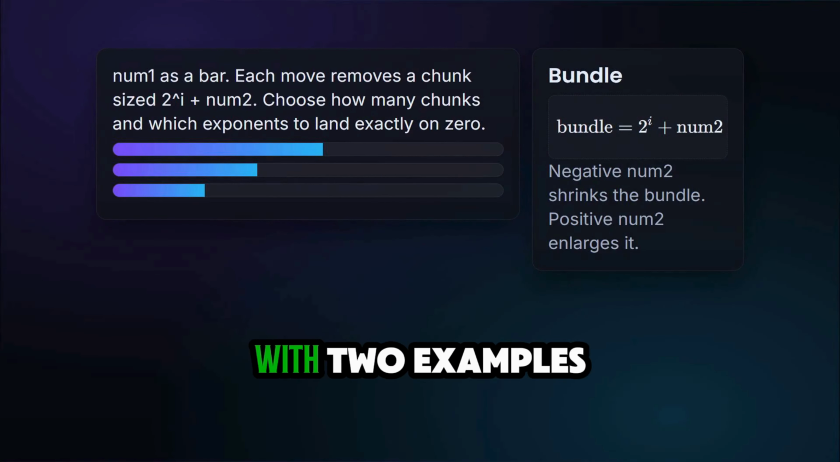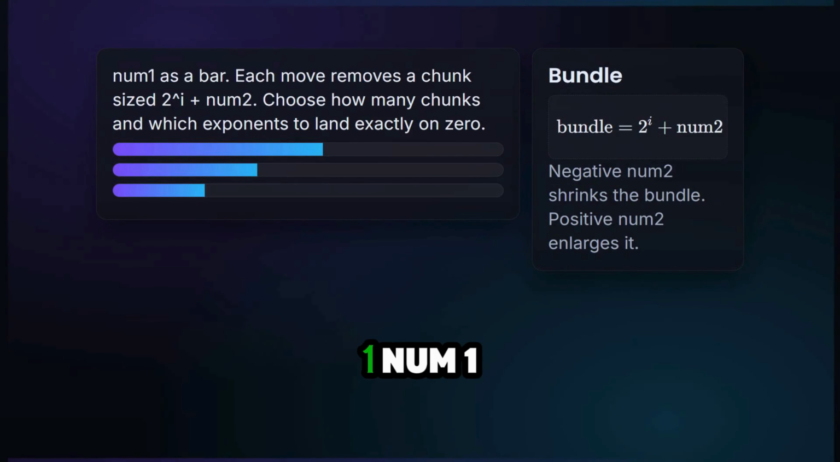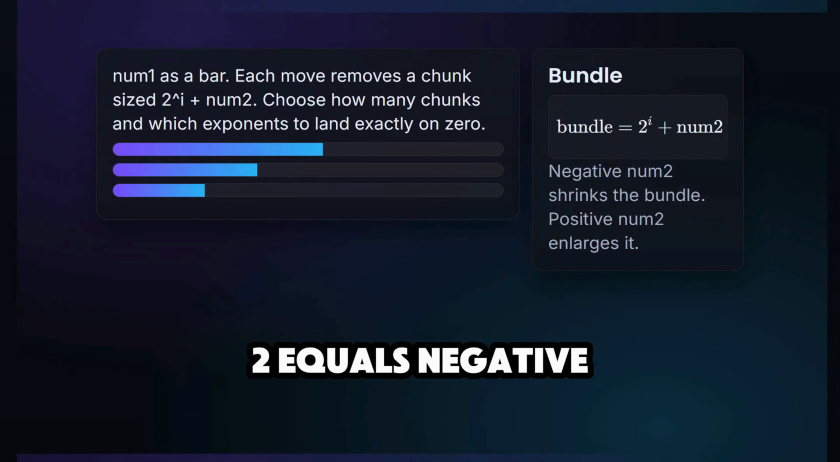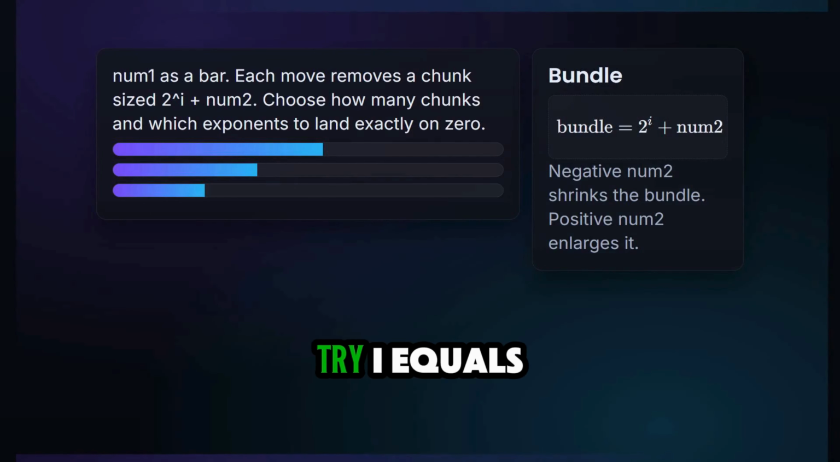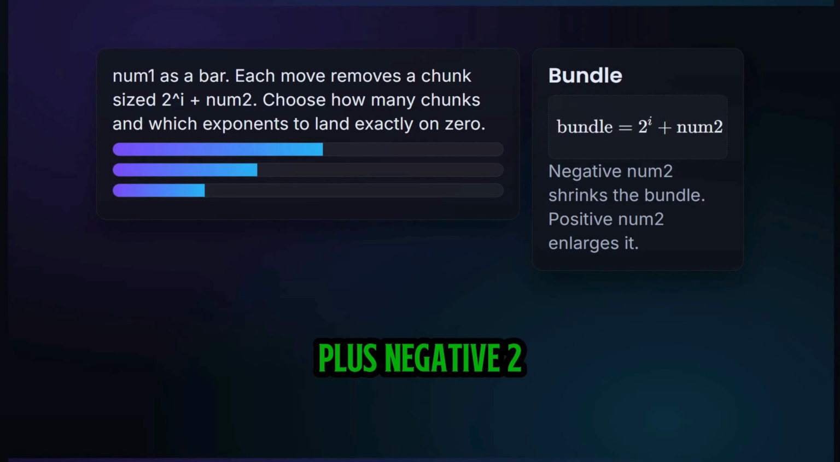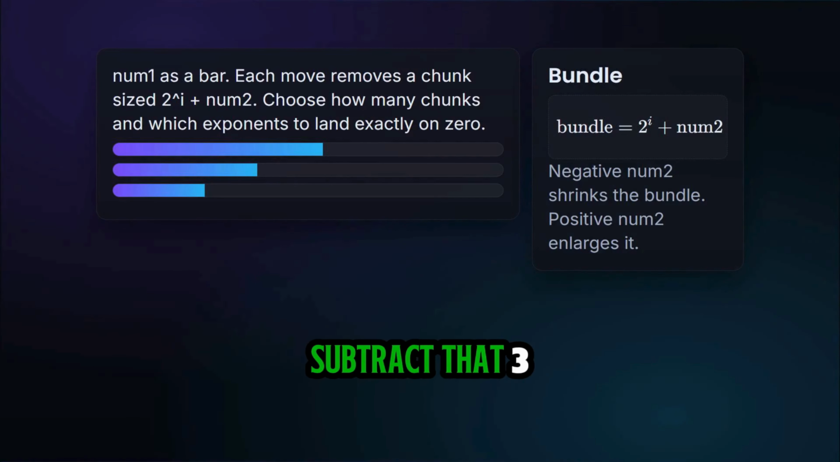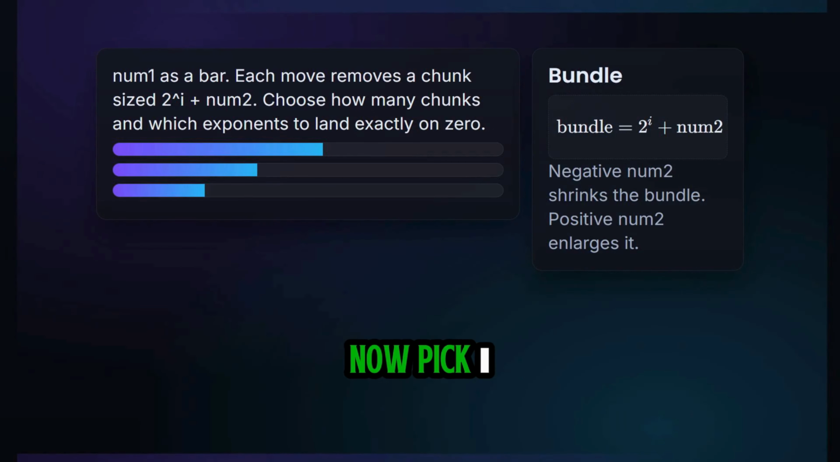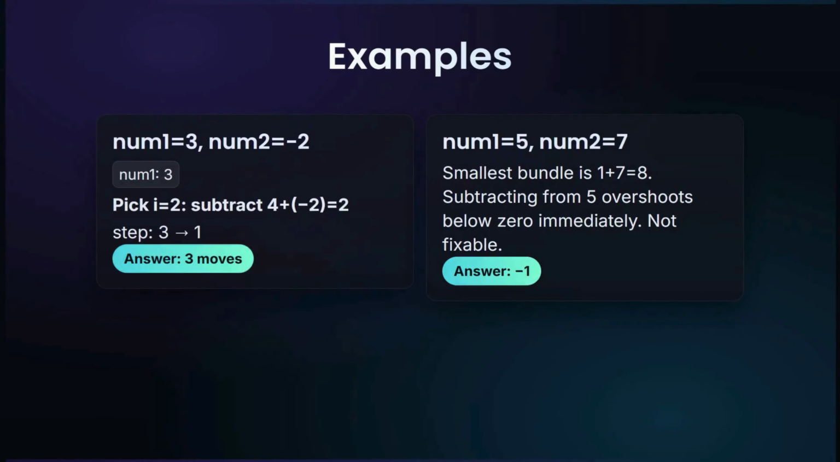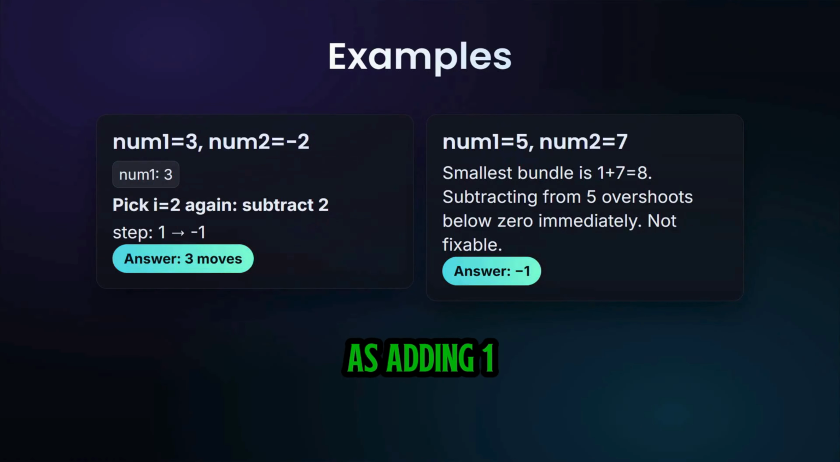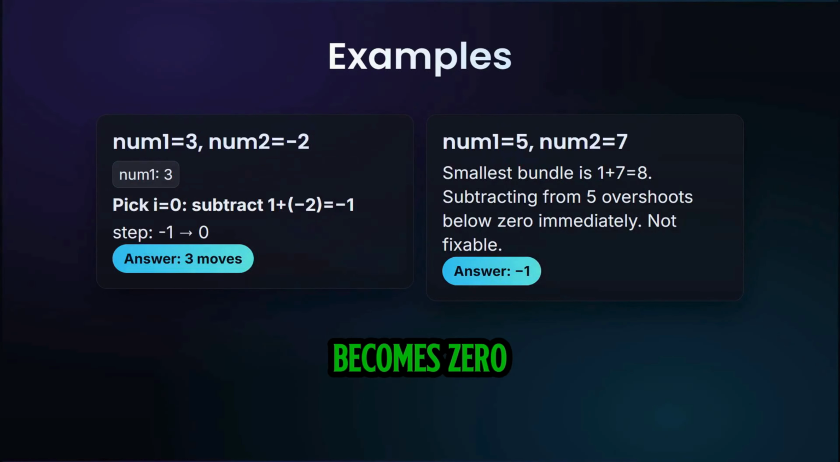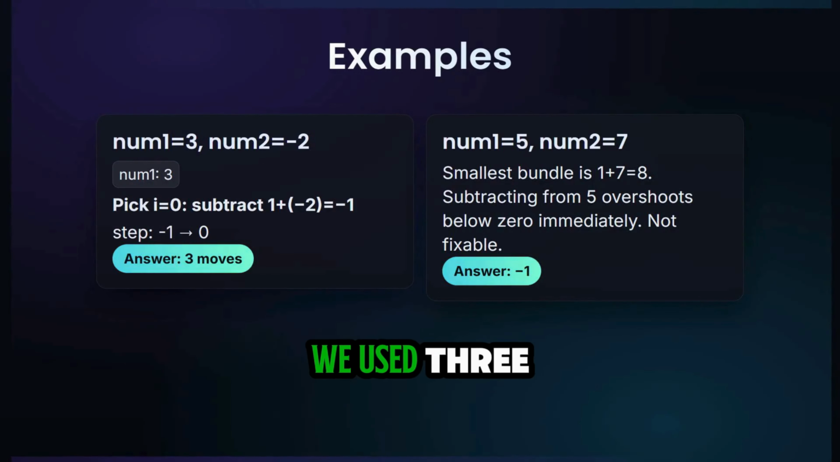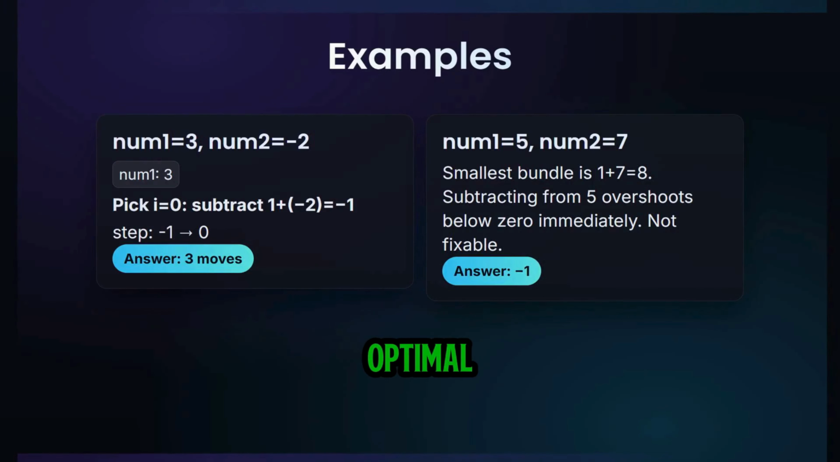Let's warm up with two examples. First one, num1 equals 3, num2 equals -2. Try i equals 2, so the bundle is 4 plus -2 equals 2. Subtract that, 3 becomes 1. Do the same again. 1 becomes -1. Now pick i equals 0: 1 plus -2 equals -1. Subtracting -1 is the same as adding 1, so -1 becomes 0. We used 3 moves and that's optimal.